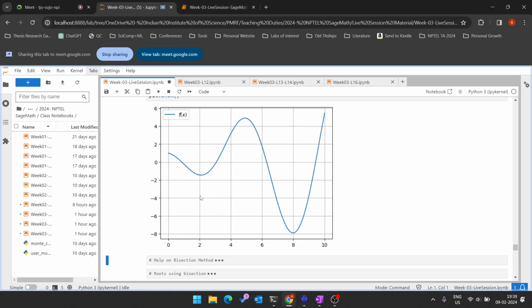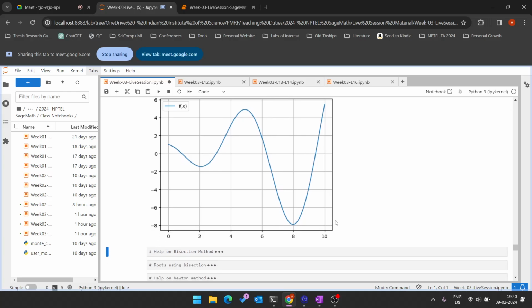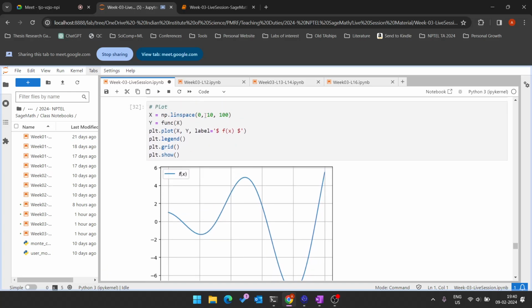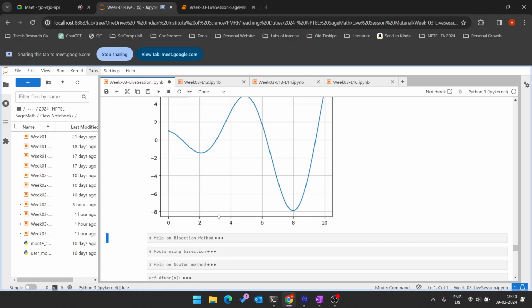So once I do this, what do I see? This is my line y equal to 0, and I can see that it cuts at a point between 0 and 2. There is a root between 0 and 2. There is another root between say 2 and 4. A third root can be found between 6 and 8. Another root can be found between 8 and 10. So these are the four places for the chosen domain, going from 0 to 10, where our function is cutting the line y equal to 0. So we now have four roots in this domain.